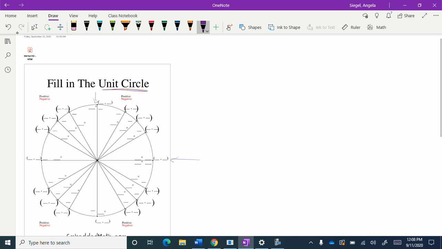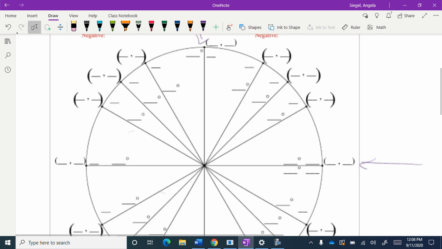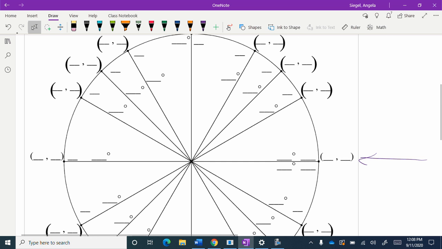But what we're going to do is we're going to go around, and this deals with the special angles. Remember, all of these lengths of these hypotenuses are 1. So that's what makes it the unit circle. We're going to start at 0, 30, 45, 60, 90. So each little, I call this like a little pizza slice.